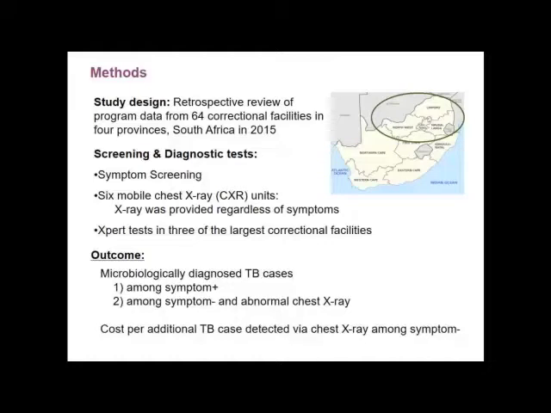Then those with symptoms or abnormal chest X-ray were asked to produce sputum samples, which again were sent for GeneXpert testing. The outcome of the study was the number of microbiologically diagnosed TB cases among symptom-positive inmates and also among asymptomatic inmates who were tested by GeneXpert based on their abnormal chest X-ray results. We also estimated the cost for additional TB cases detected via chest X-ray among inmates without symptoms.